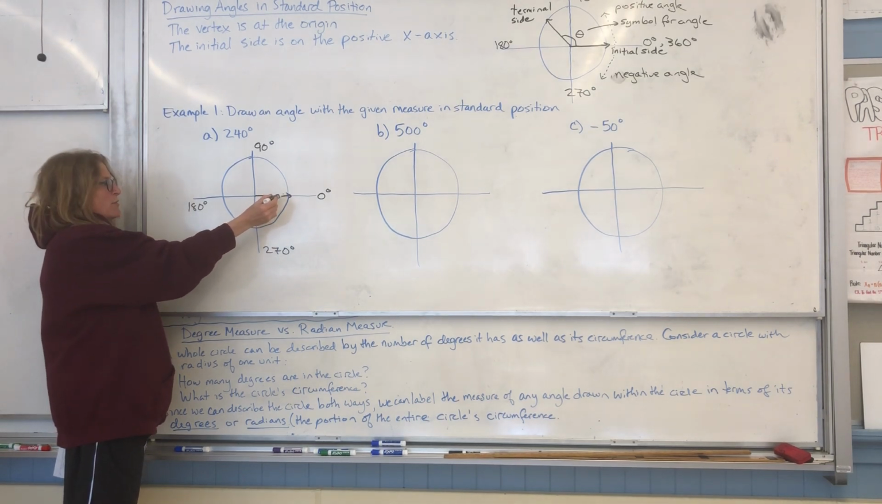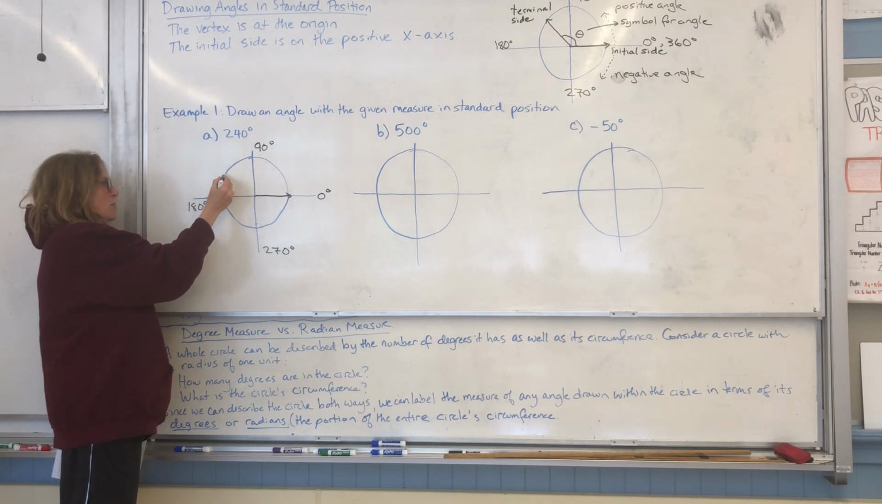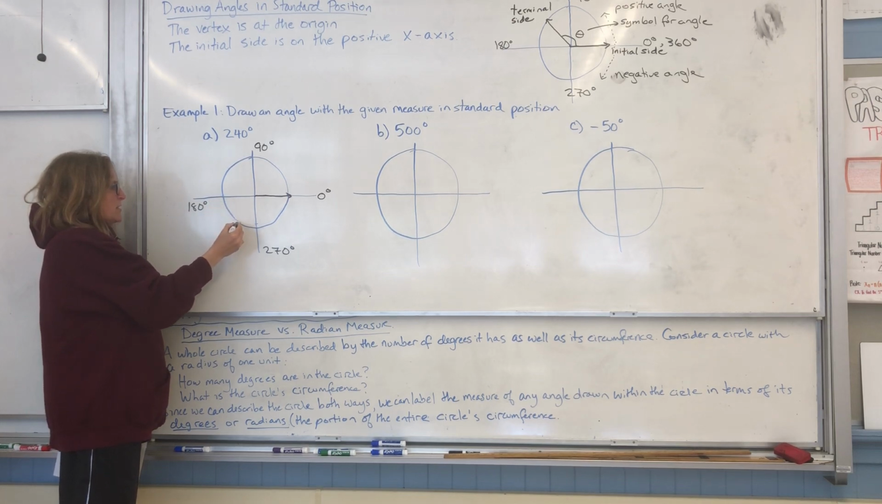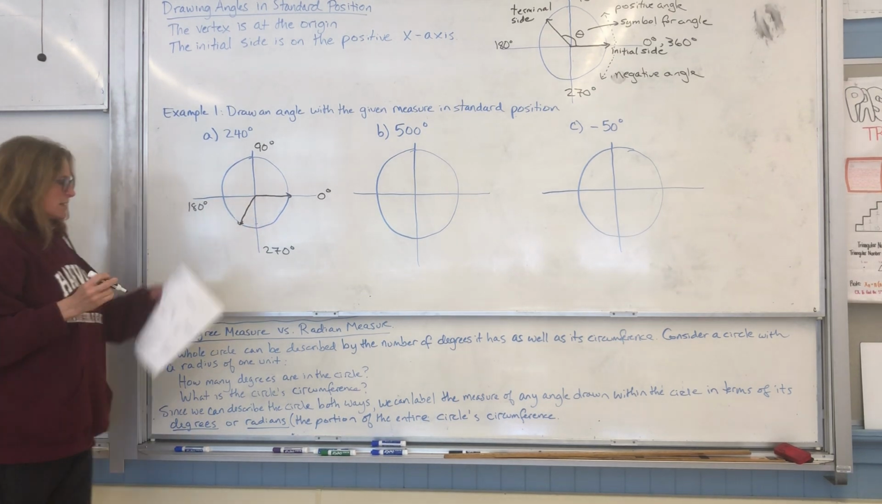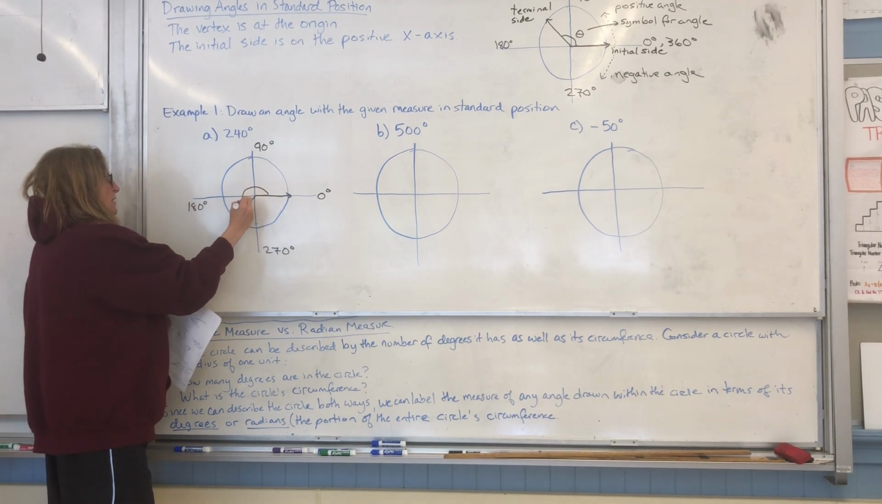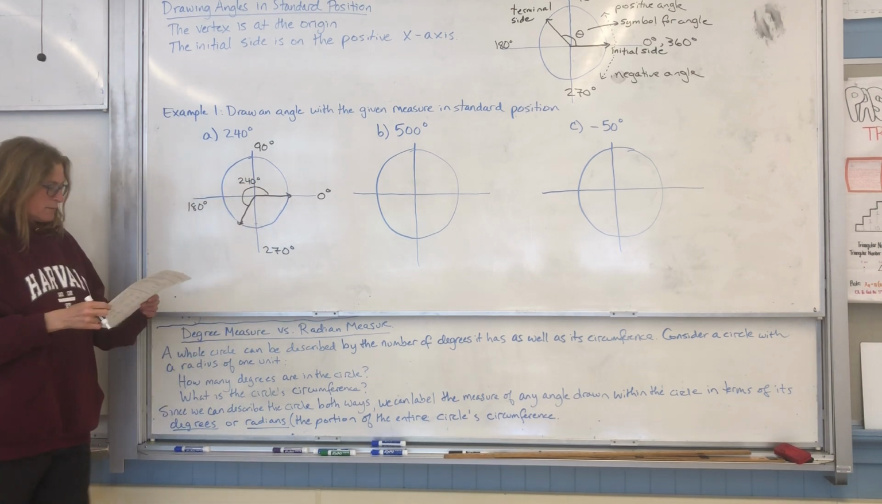Well, it's a positive 240, so I'm going to go up 90, then I'm going to go over another 90 to get to 180, and then to get to 240, I would have to go 60. So I'm going to say it's about there. That's about 240 degrees. So what I've just done is I've drawn a 240 degree angle.